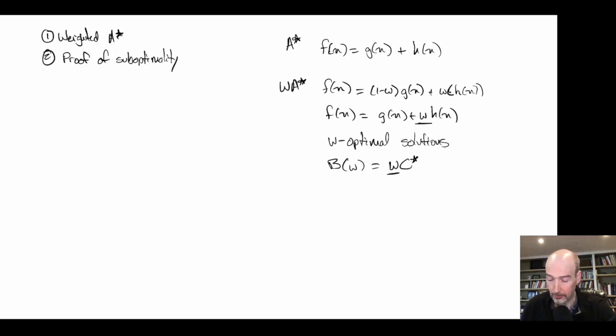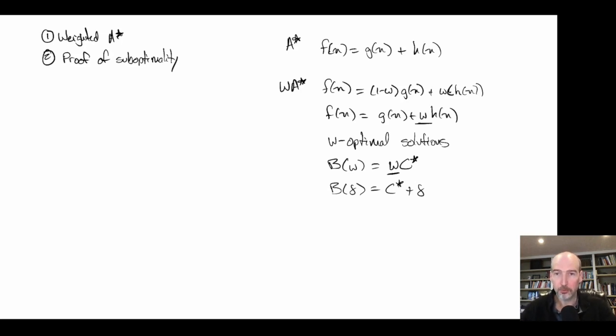We could have other types of bounding functions where I might say I want to be no more than an additive bound away from the actual optimal solution, C star here. And you could imagine other things as well, like maybe being logarithmic or things like that. In here we're looking at weighted A star, so we're only going to look at this bounding function. But the idea is that we could have different bounding functions that say how I'm being suboptimal. Okay, so I said that weighted A star is going to find w-optimal solutions.